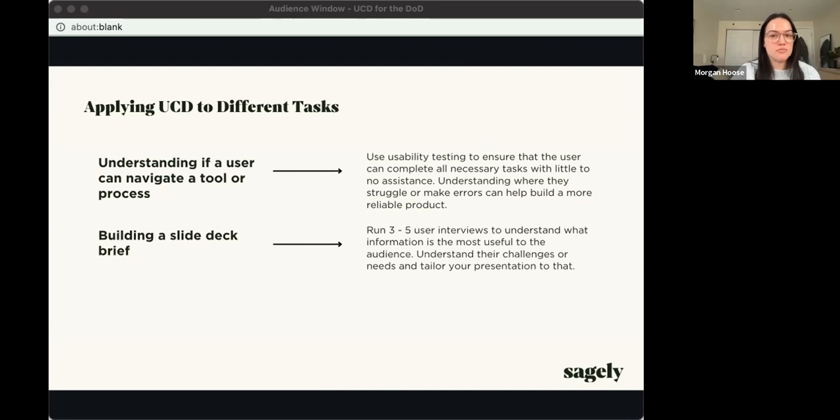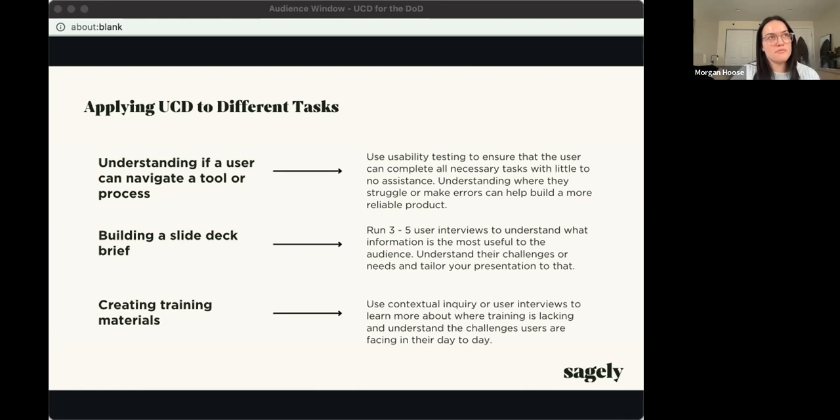Another example is building a slide deck brief, something I'm sure we've all had to do at one point. The suggestion I have for this is running 3 to 5 user interviews to understand the information that's most necessary to include in your slide. It can make your brief more effective and reduce risk of unnecessary effort on information that's not as useful.